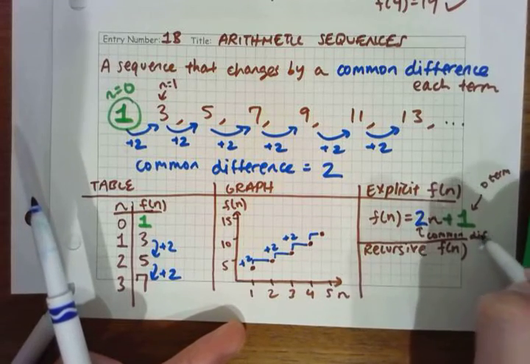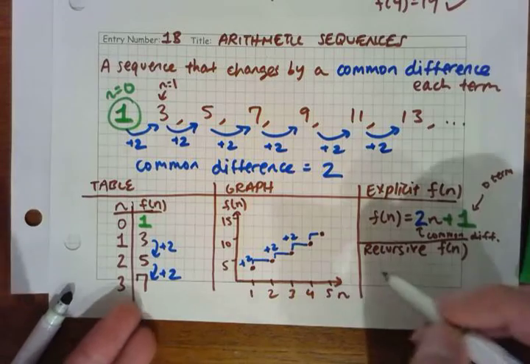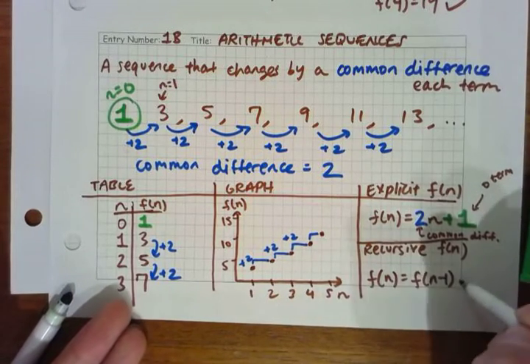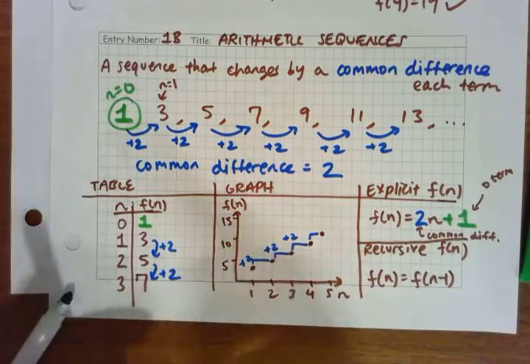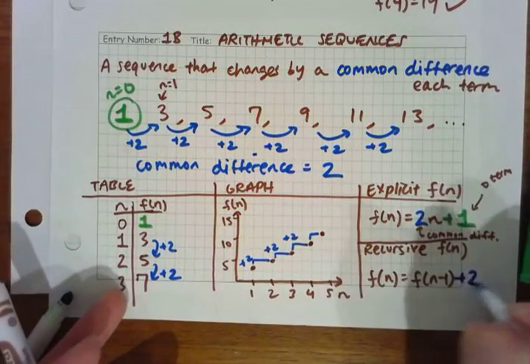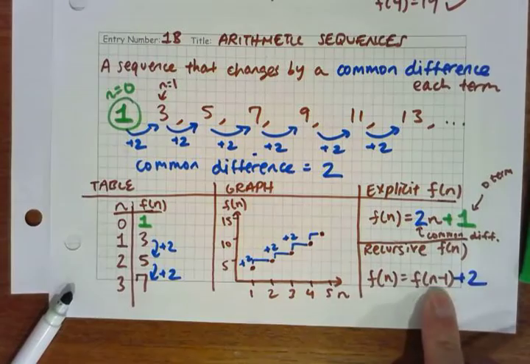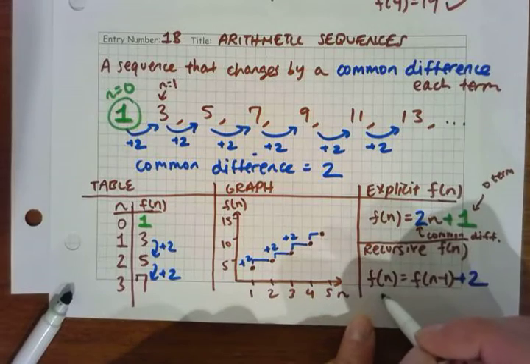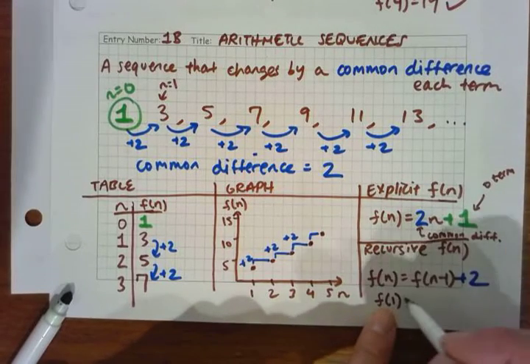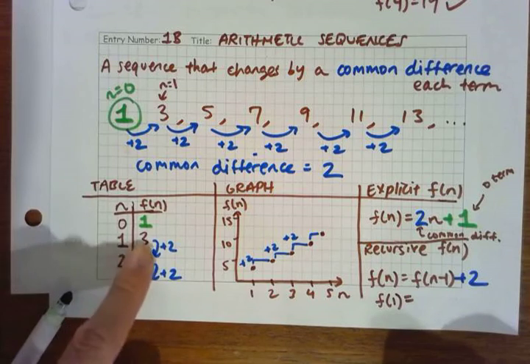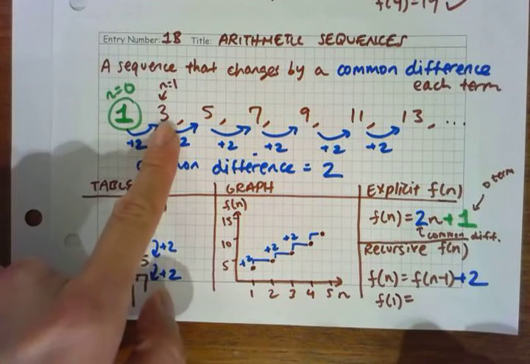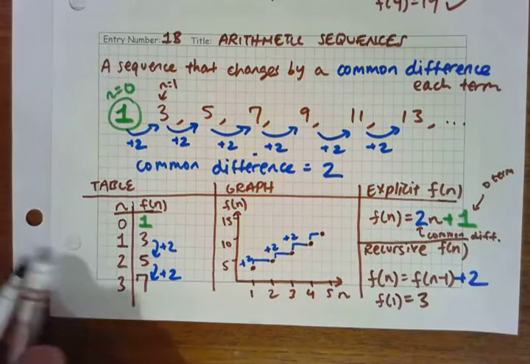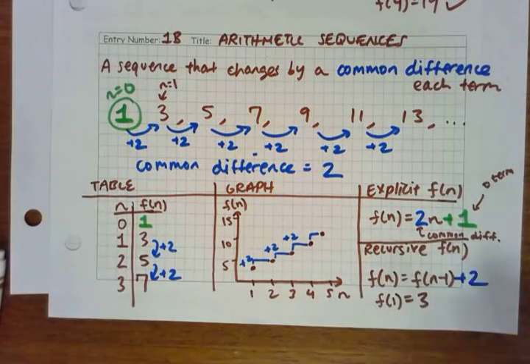That's your common diff. And then our recursive is f of n is equal to the previous term plus the common difference. It's because you're adding 2 to whatever the previous term is. And then the last step in our recursive function is we want to also state what is f of 1, which is 3. The very first term, when n equals 1, is 3. And these are all the different ways that you can represent an arithmetic sequence.